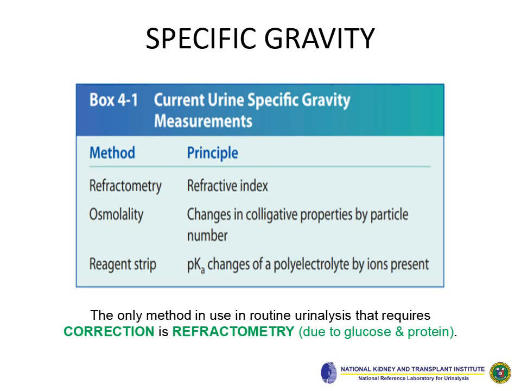Specific gravity is measured via the following methods: refractometry, osmolality, and reagent strip method. Among these, the only method that requires correction is refractometry. Most laboratories today use the reagent strip method to obtain the specific gravity.